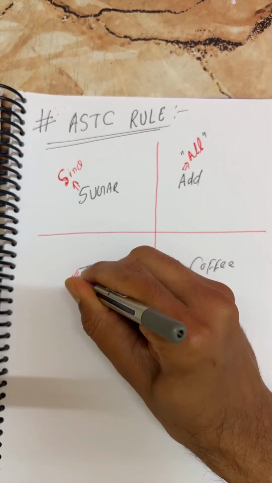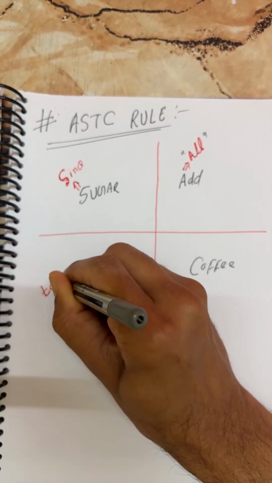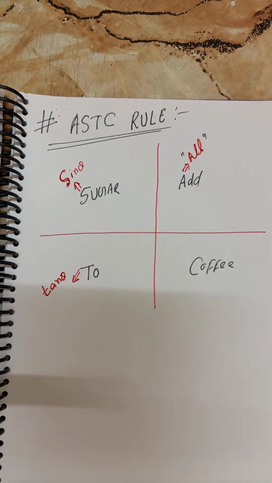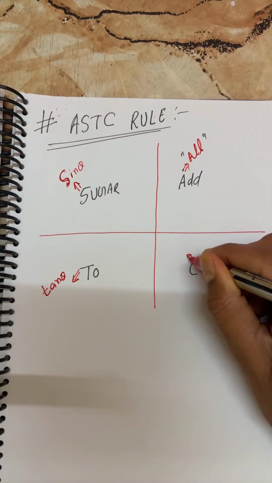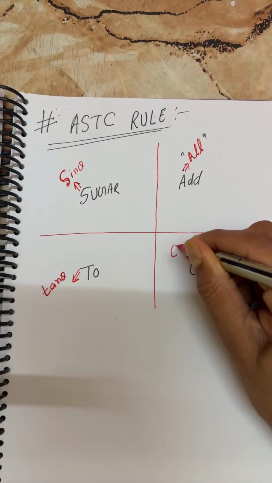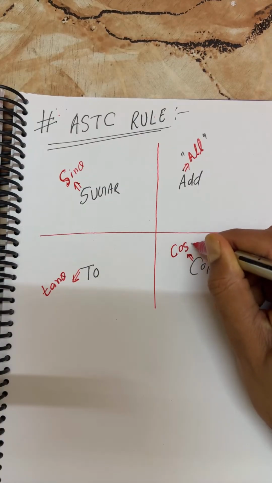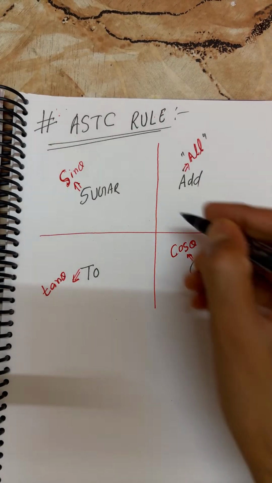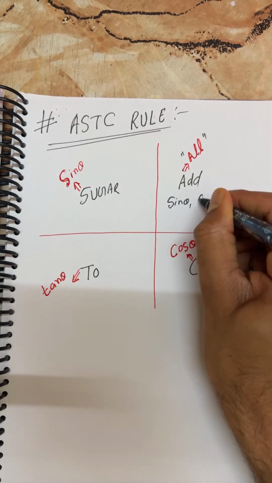T stands for tan theta. C stands for cos theta. All implies that here you can say sin theta.